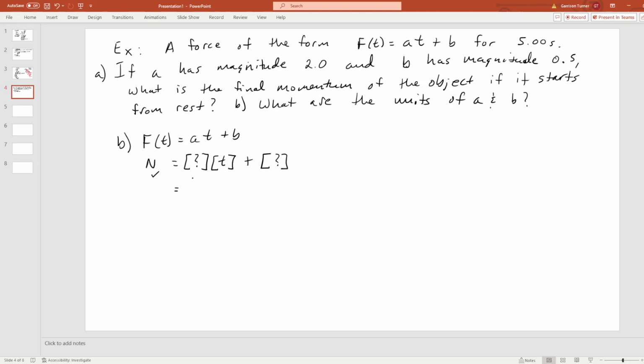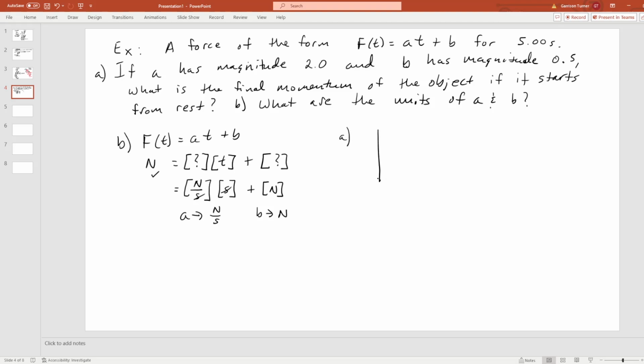And so the units there will be newtons per second. Okay. So the units on A have to be newtons per second to cancel out the seconds from t. And B, likewise, just has to be newtons from the get-go. Okay. So the units on A are newtons per second, and the units on B is just newtons. Okay. Now we'll do part A.